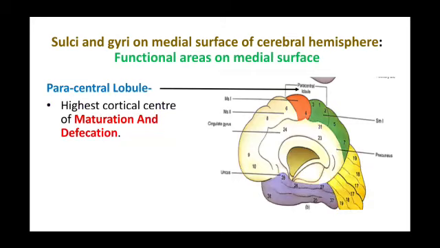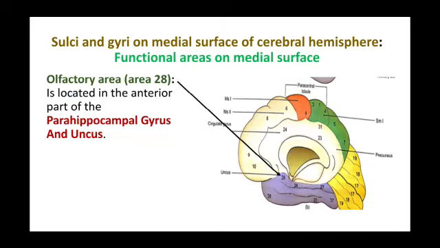Next, coming to the functional areas on the medial surface. In the paracentral lobule, there is the highest cortical center for micturition and defecation. Olfactory area 28 is located in the anterior part of the parahippocampal gyrus and uncus.